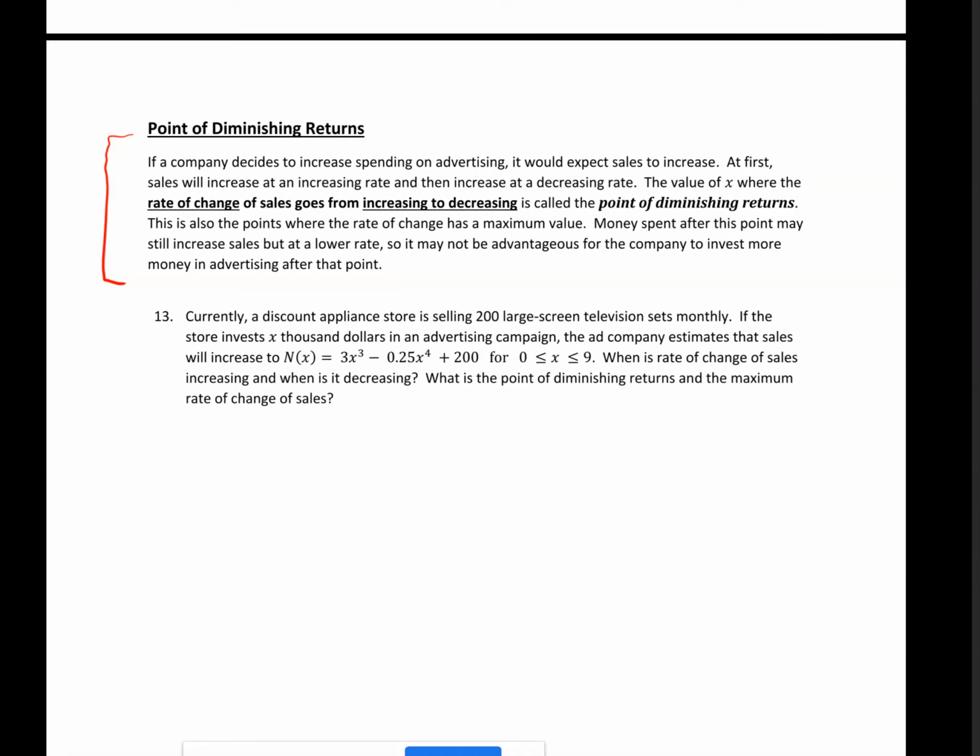My input x is thousands of dollars that they're investing. So x is representing money invested in thousands. And the output that we're calculating is sales. This is calculating the sales that come out. And I want to know, how are those sales changing? Are they increasing? Are they decreasing? This is going to calculate sales of large screen TVs.